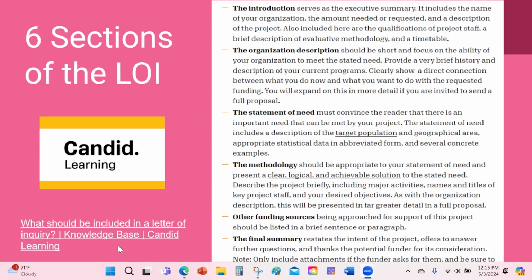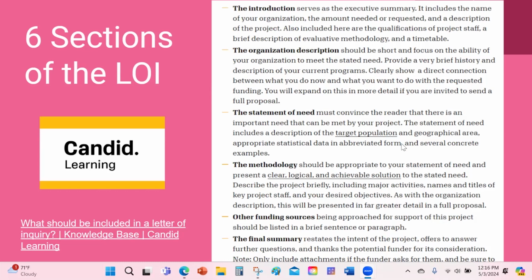On the PDFs that you access, this link is live, so you can actually go to this website and you can see it. And really, it breaks this down for us as grant writers, right? So in our introduction, we want to include the name of our organization, the amount we're requesting, a quick 1-sentence description of the project, and here maybe any qualifications of the key staff, that quick introduction to the project. A little bit of background information, our organization description, maybe our mission statement, a very brief history of our organization and our current projects. And here's a great opportunity for us to show a clear connection between what we're doing now and what we want to do with this requested possible funding through this letter of intent.